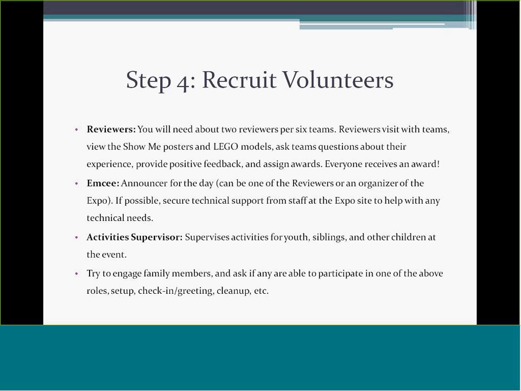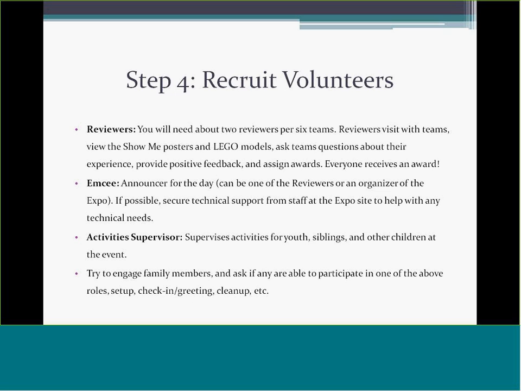And then an option for volunteers at your expo is activity supervisors. So it's pretty straightforward. They supervise the activities for youth, siblings, and other children who are at the event. So those activities that are happening to keep the kids busy while they're waiting to present to the reviewers.